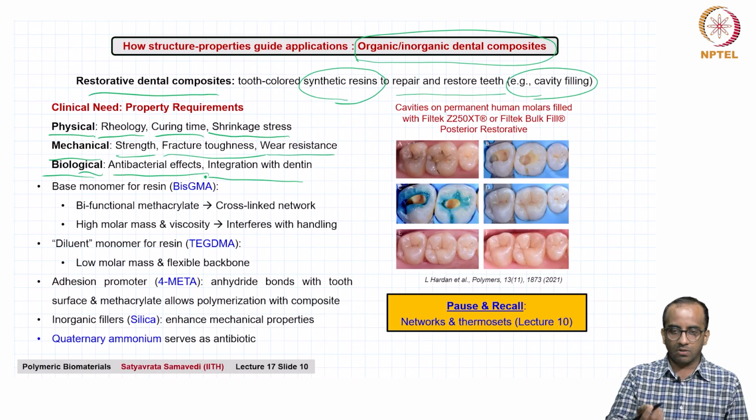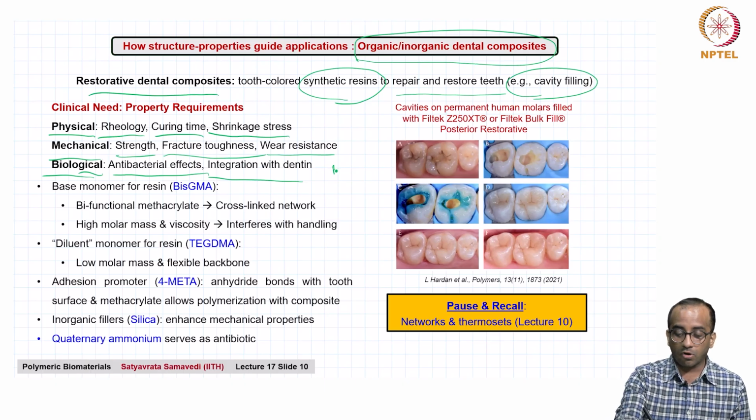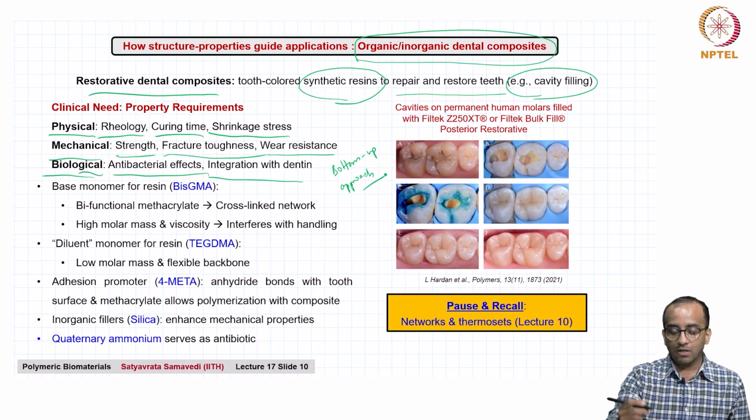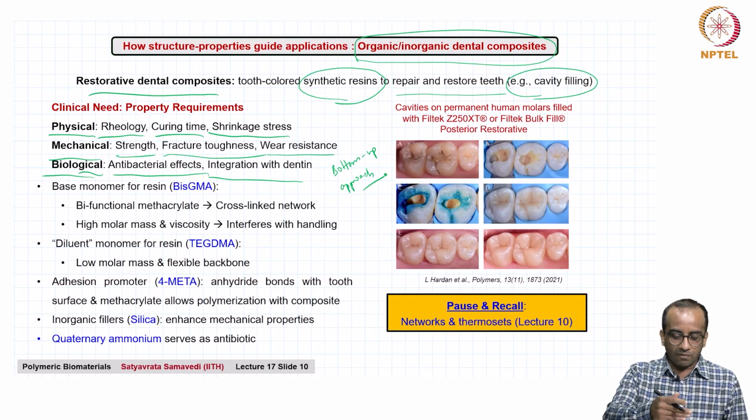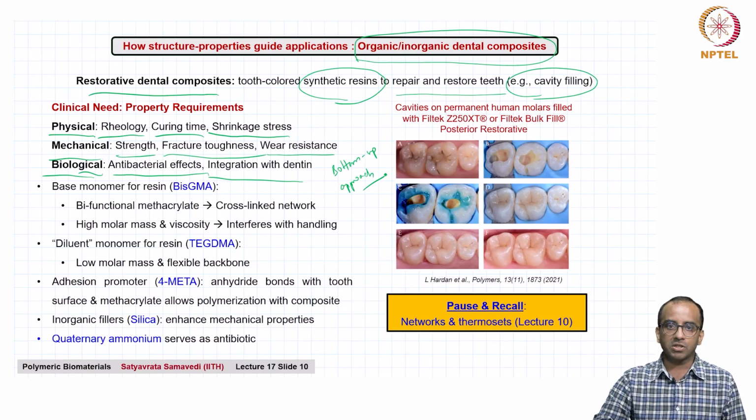So, what people have come up with is what you would call a bottom-up approach to biomaterial design. You mix components together such that every component brings in its own unique property, and together the integrated device will have all the properties that you want for this application. So, we will look at 4 or 5 such important components of these resins.